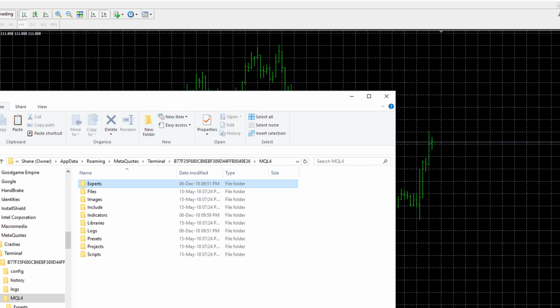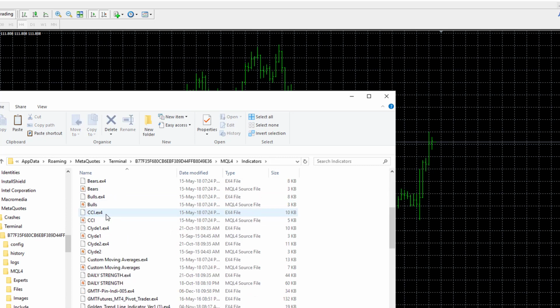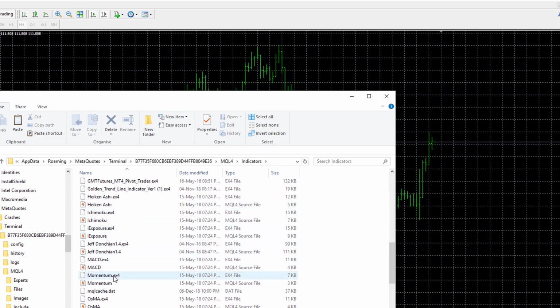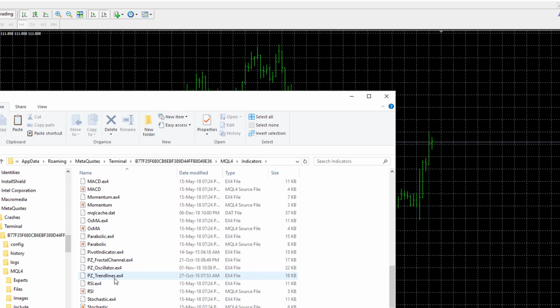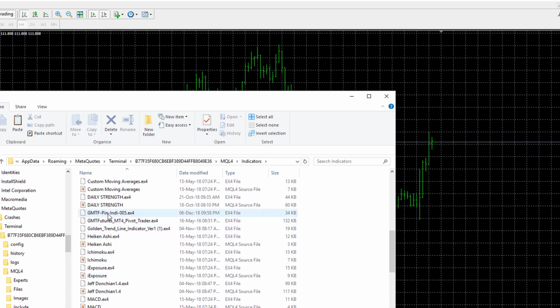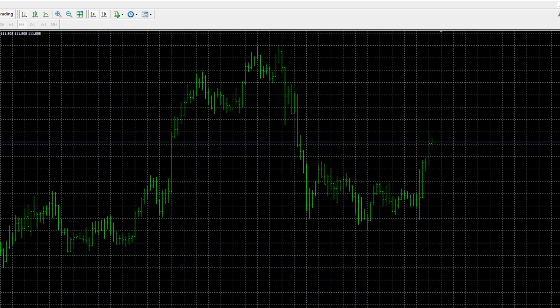With the indicator, you do the same thing: go into MQL4, then go into Indicators, and save that into your indicators folder. It'll come up as GMT pin bar indicator 005. Once you've got that in, you need to log out of your platform and log back in, and once you've done that, you'll see both the EA and the indicator set up. You'll be able to access both of those.